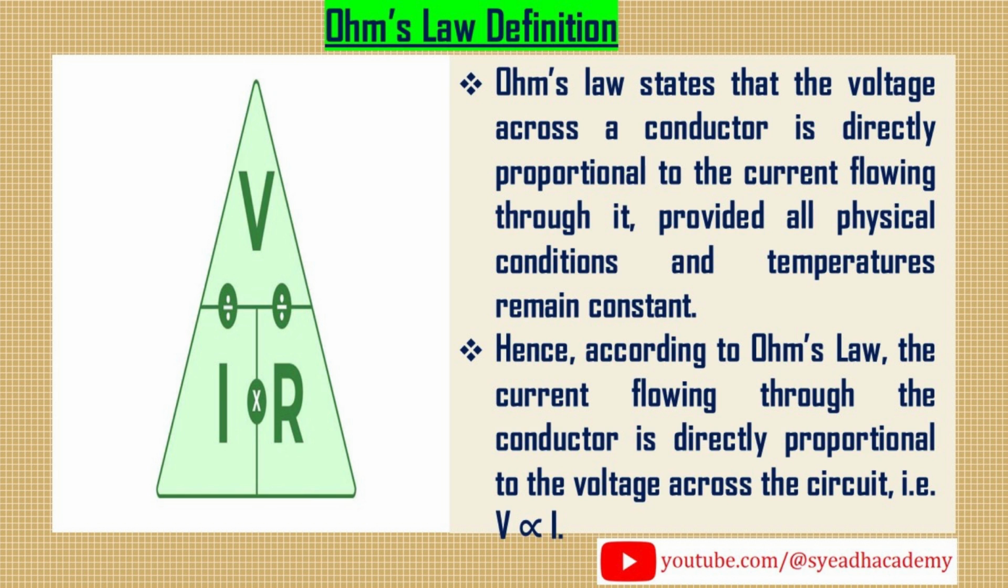Ohm's law definition. Ohm's law states that the voltage across a conductor is directly proportional to the current flowing through it, provided all physical conditions and temperatures remain constant. Hence, according to Ohm's law, the current flowing through the conductor is directly proportional to the voltage across the circuit. Example: V is proportional to I.